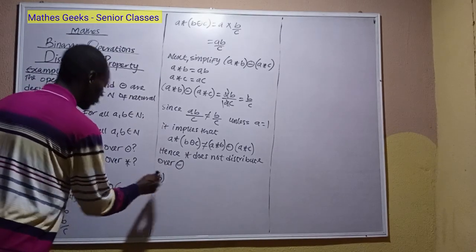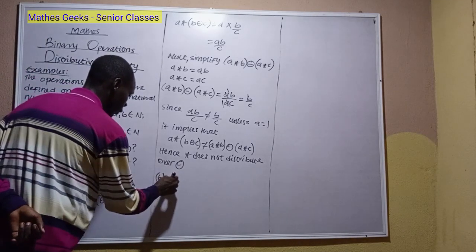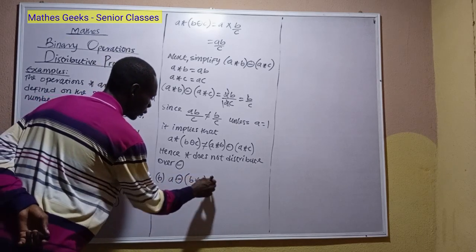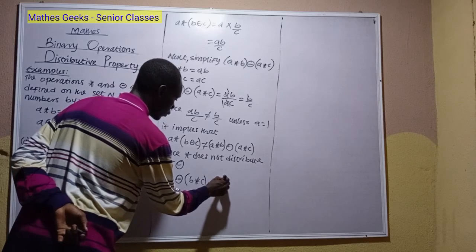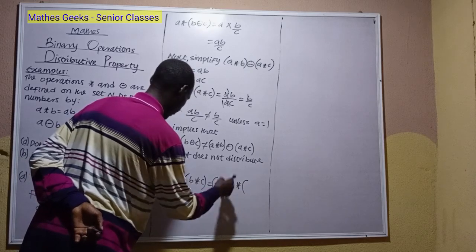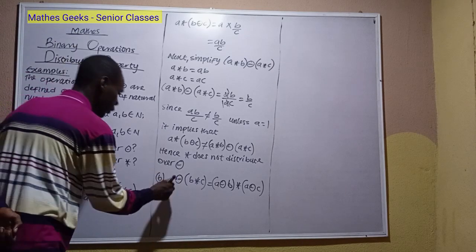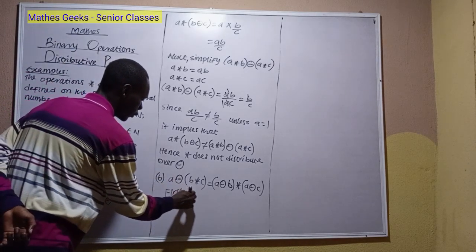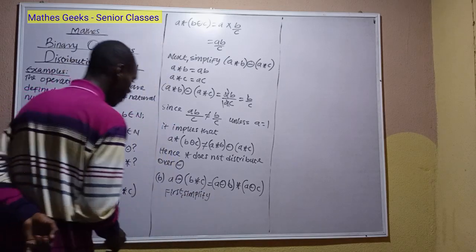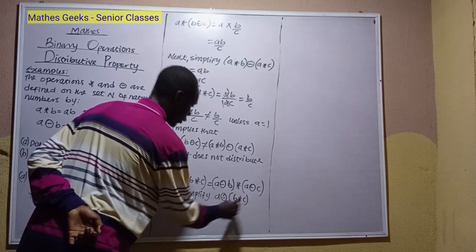Then, does O distribute over star? So if O distributes over star, it means A operation B star C should be equal to A operation B star A operation C. So let's simplify A operation B star C.